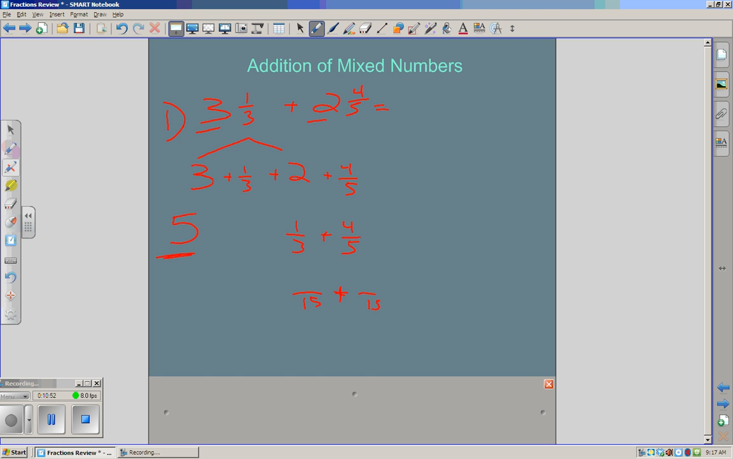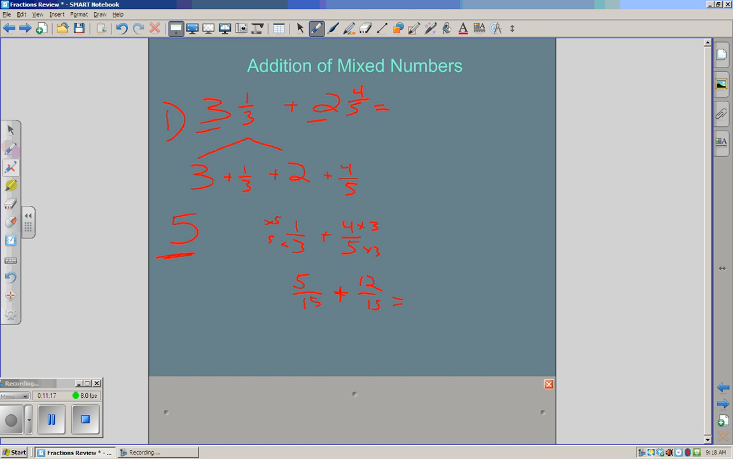There's my crooked addition sign. 3 goes into 15. I had to times 3 by 5 to get to 15, so I have to do the same thing to the top. 1 times 5 is 5. I had to times 5 times 3 to get to 15, times 3, so that is 12/15.